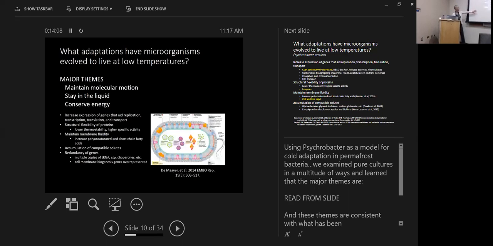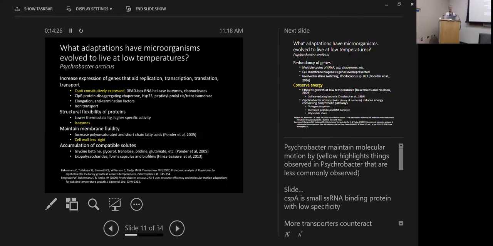And these bullet points here are just a little more detail on how you achieve those 3 major themes of cold adaptation, and were nicely summarized in this recent review article on cold adaptation in psychrophiles. You don't have to read those right now. I'm going to go through them in the next couple slides with specificity to how Psychrobacter handles these issues.